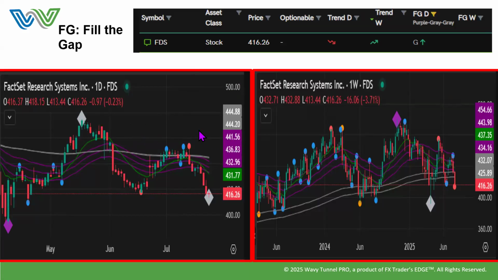I wanted to show you this because I like this purple gray. It's not really technically a fill the gap trade. This is the sideways trade. So when you get a purple followed by an upper gray and then a lower gray, this is really sideways price action. Very often you will see this moving up, and if the wave crosses back above the tunnel, you will get an upper purple diamond.